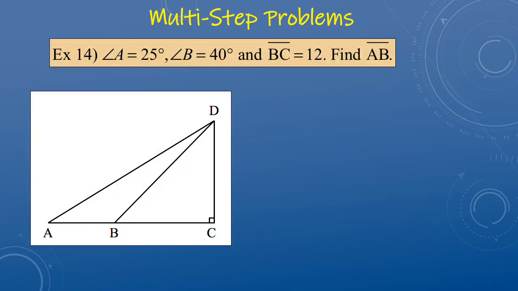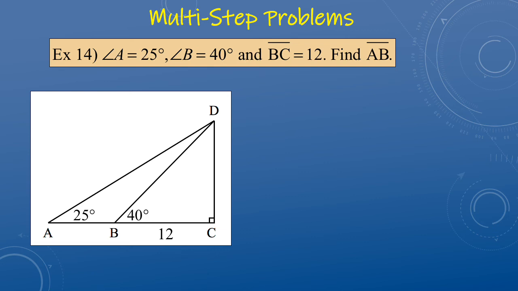Solving individual right triangles is straightforward, but sometimes you have some more complex problems where you have to use one piece of information to find another piece of information. In example 14, we have a figure where angle A is 25 degrees, angle B is 40 degrees, BC is equal to 12, and we're asked to find AB. The first thing we do is place our angles and sides onto the picture so we get some sense of what we're looking at.